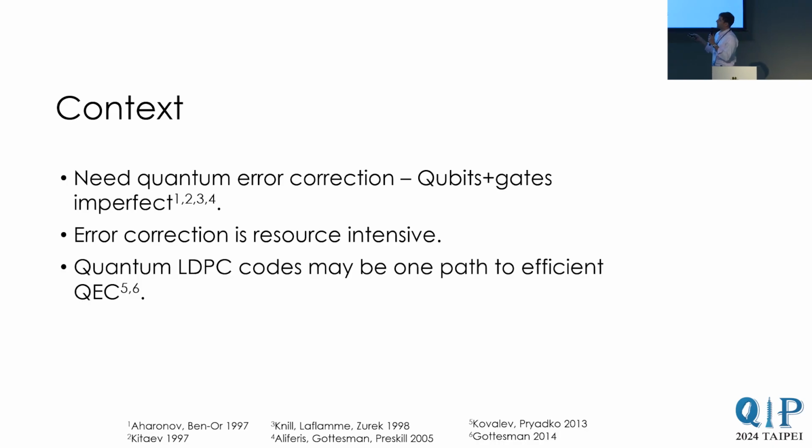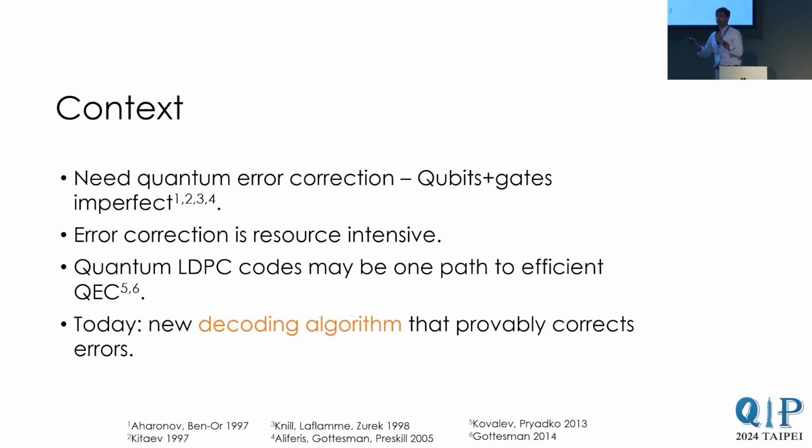Over the past decade or so, quantum LDPC codes have been identified as one path to performing scalable quantum error correction. And as we're trying to implement these codes, one important component that we need to figure out is what's called a decoding algorithm. A decoding algorithm helps us quickly identify errors and correct them. So the purpose of my talk today is to introduce to you a new decoding algorithm that applies to a specific class of quantum LDPC codes.